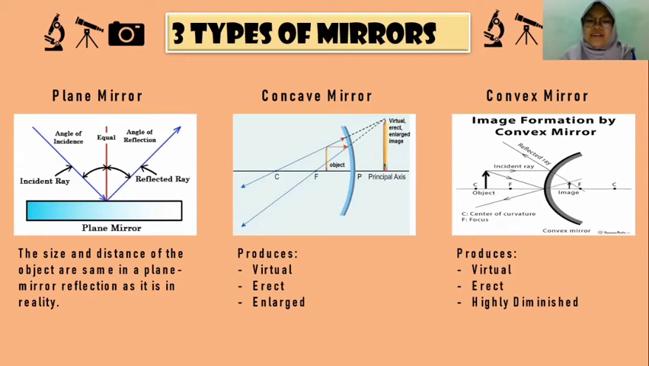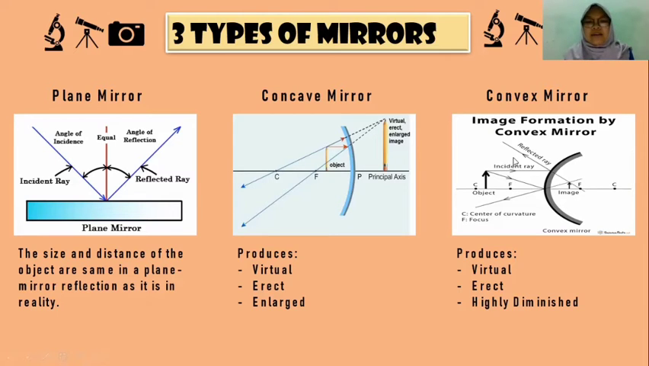But concave mirror does not have a flat reflective surface. Its reflective surface is curved inward and resembles the interior of a bowl. It is thicker at the edges than the center and produces a bright and larger image. It's mentioned in this slide that it produces virtual, erect and enlarged image.